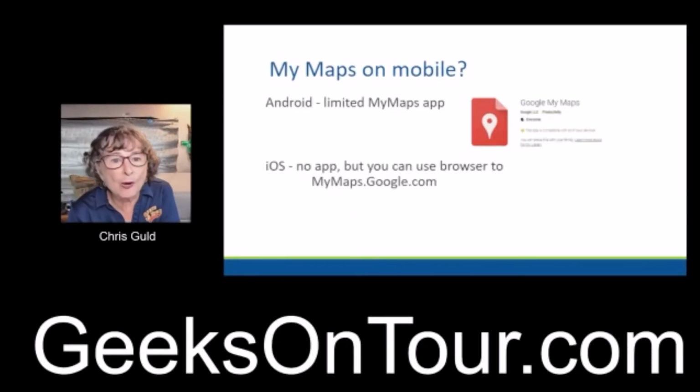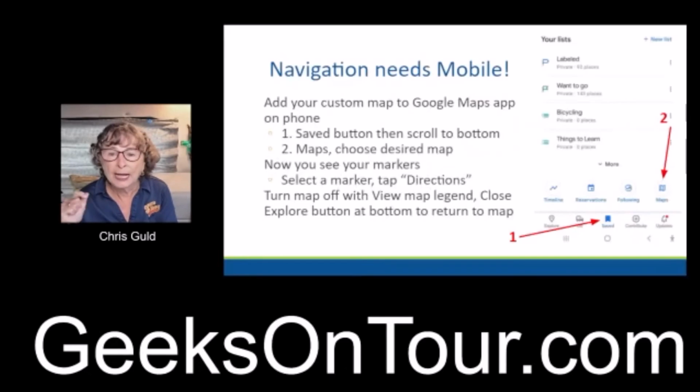What about on mobile? Well, Android does have a MyMaps app, but it's kind of worthless as far as I'm concerned. But you can open up a browser. So if you have a tablet, especially, with a little bit bigger screen, you open up the browser, you go to mymaps.google.com, and everything that you just saw here works there. Navigation, however, I want to demonstrate this just quickly.